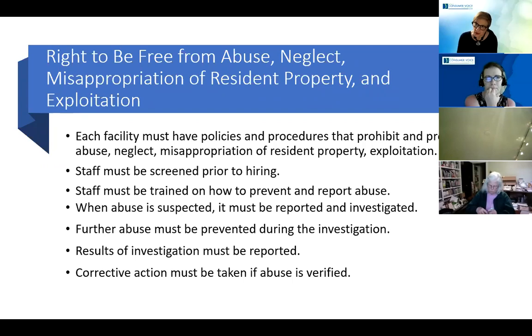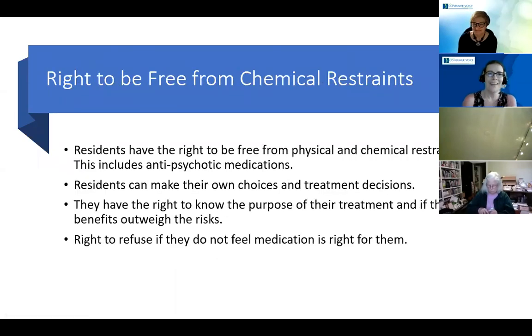So there's also the right to be free from chemical restraints, which Jocelyn is going to tell you a little bit about now. Thanks. So all residents have the right to be free from physical and chemical restraints. And we really want to emphasize the right to be free from chemical restraints today because, while it's always important, it's really taken on increased importance this past year during COVID. Residents have the right to say no to medication. That, I think, is the most important takeaway.